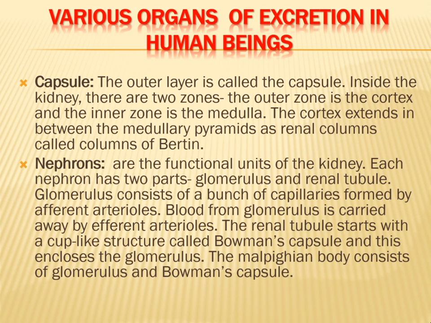Now let's know about nephrons. We have known about the capsule. Nephrons are the important units of the kidney. Each nephron has two parts: one is known as the glomerulus and the other is known as the renal tubule.